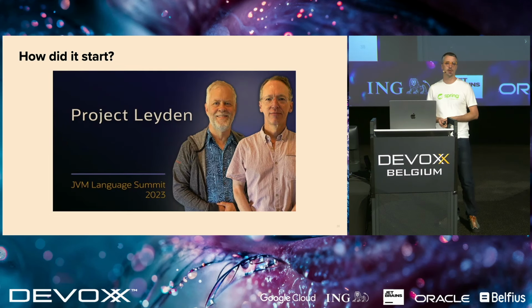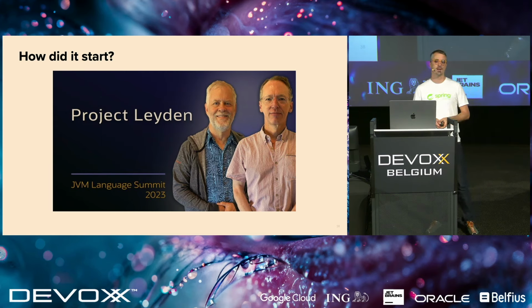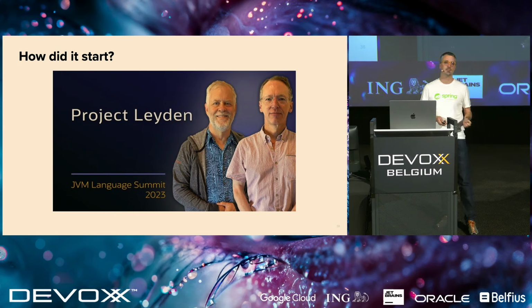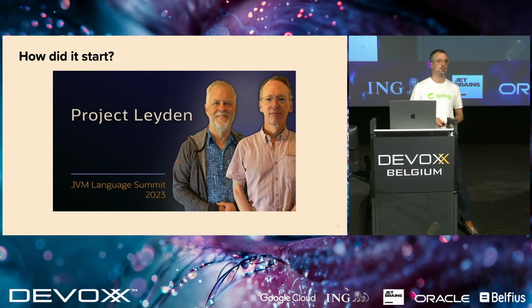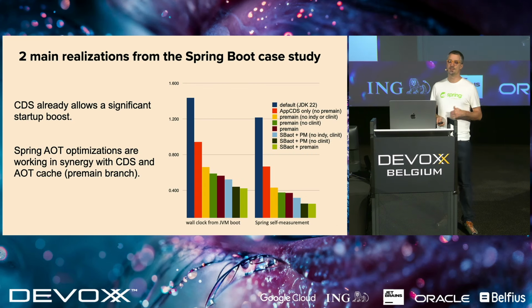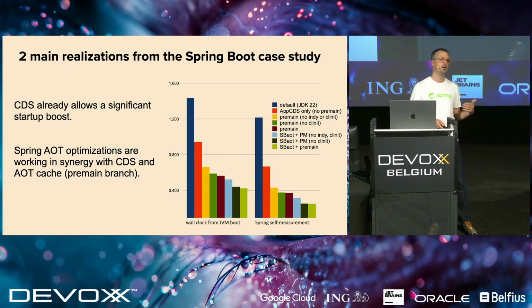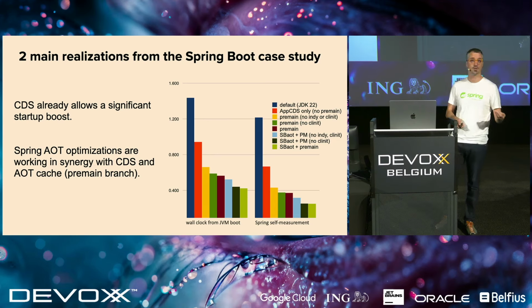So how did the collaboration between the Project Leyden and Spring team start? I think the starting point was last year. At the JVM Language Summit 2023, John Rose and Mark Reinhold presented the first public talk of Project Leyden, and there were a few interesting points. What caught the attention of the Spring team was a Spring Boot case study where we basically had 2 main realizations. The first one is that CDS already allows quite a nice performance boost, and CDS is already available in most of your JVM distributions, so it's something actionable today.